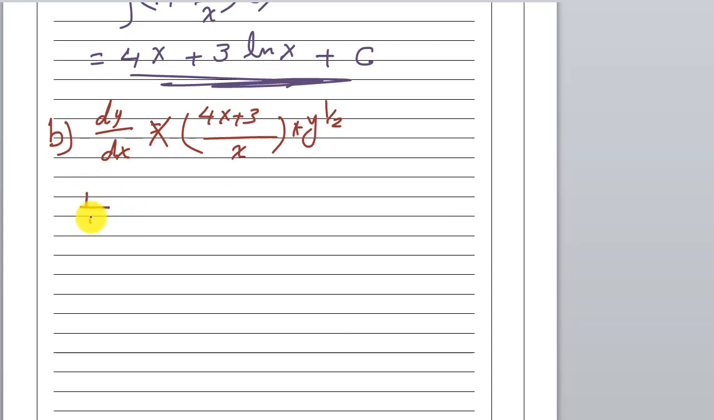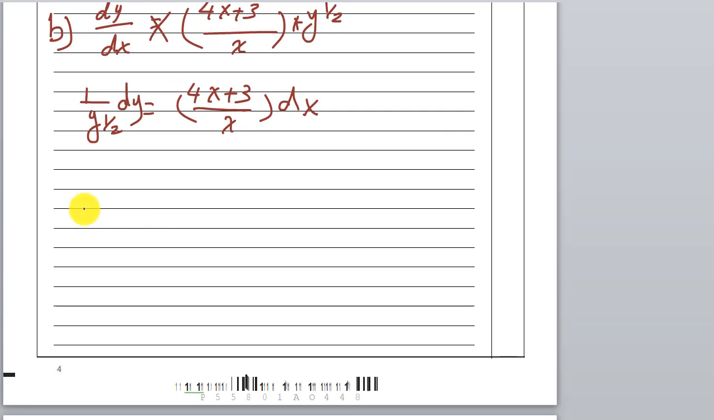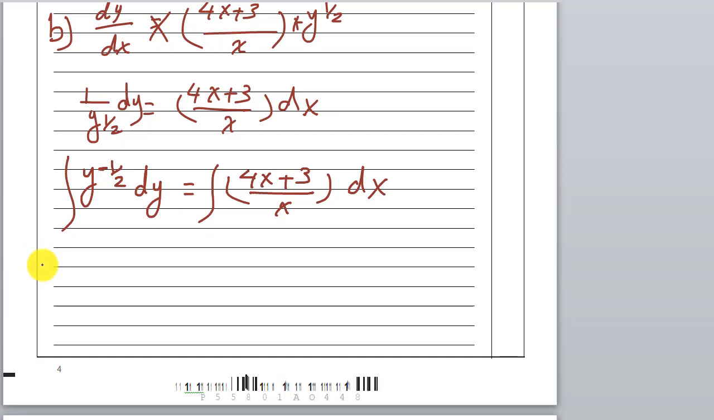So 1 over y to the power half will equal (4x + 3) divided by x. Here will be dx, here will be dy. So let us take y to the power minus half dy will equal (4x + 3) divided by x dx. Let us take the integration of both sides.